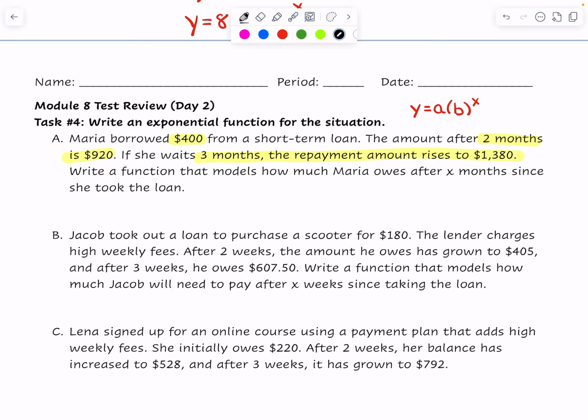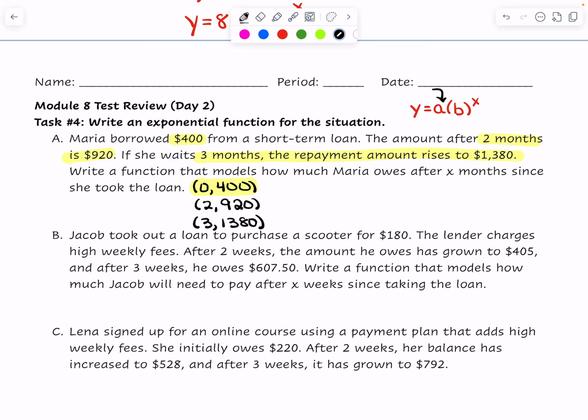$1,380. So when I look at these three different ordered pairs, at 0 months, it was $400. At 2 months, it was $920. And at 3 months, it was $1,380. Now, this 400 is important because it's my initial value. It's going to be what I replace a with. So I'm going to replace a with 400.